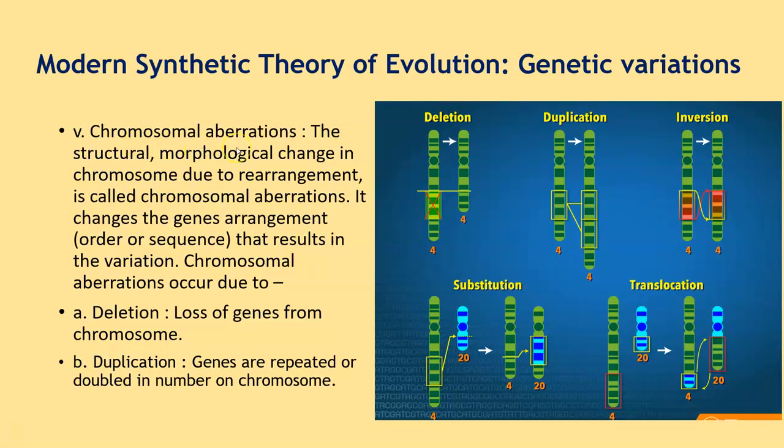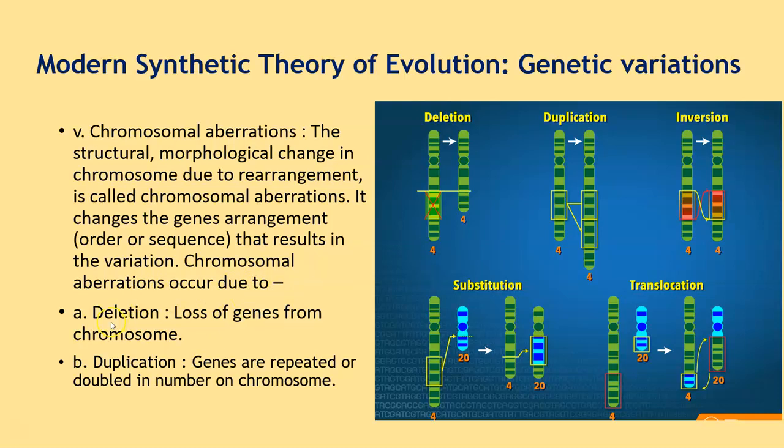Students, the next important factor responsible for genetic variations is chromosomal aberrations. The structural morphological changes in chromosomes due to rearrangement is called chromosomal aberrations. It changes the gene arrangement, that is the order or the sequence, that also results in variations. Now, these chromosomal aberrations may occur due to one of these factors.